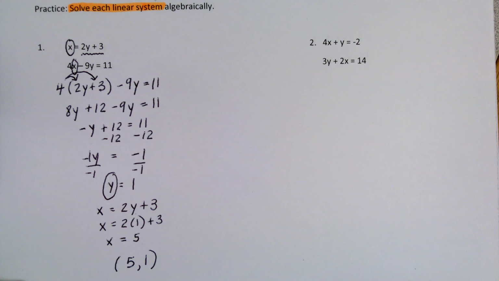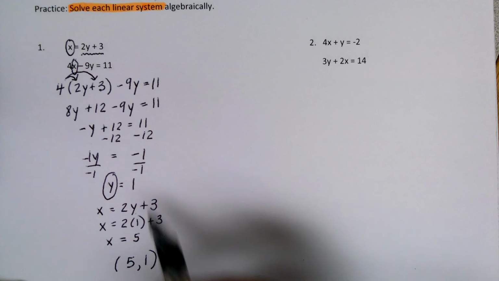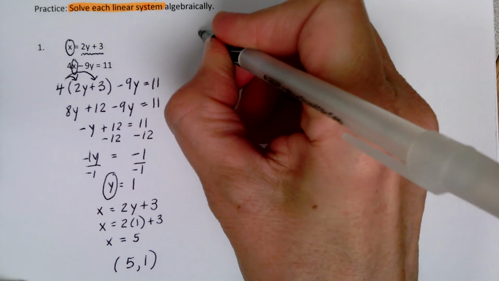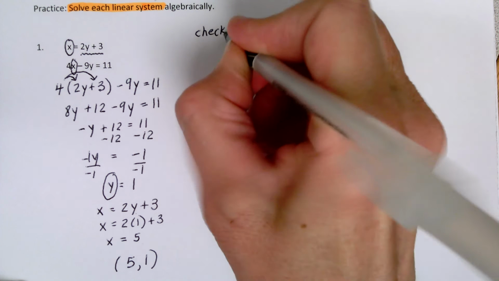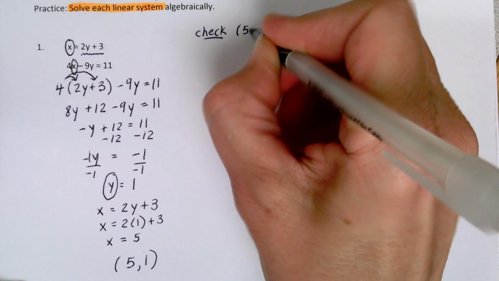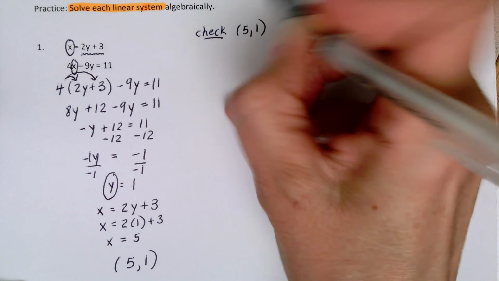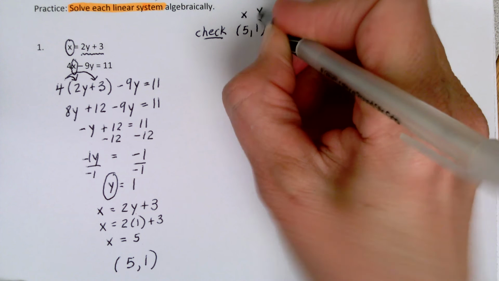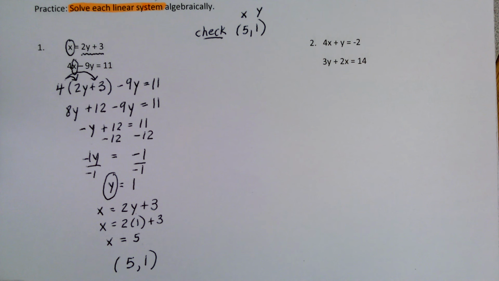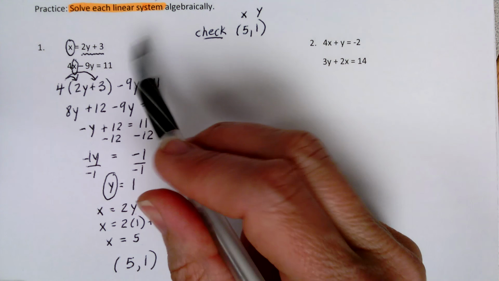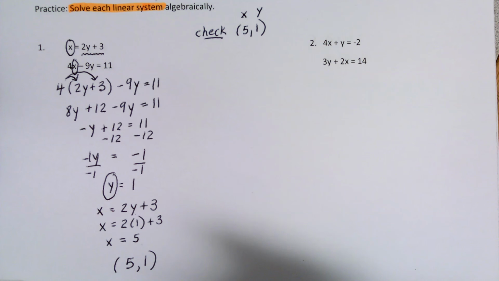But remember, we want to make sure that that solution works for both equations. So I'm going to write check. I'm going to write the point I have to check, 5, 1. And I write above it x and y to remind myself which is the x value, which is the y value. We need to substitute this in both equations to make sure it works.